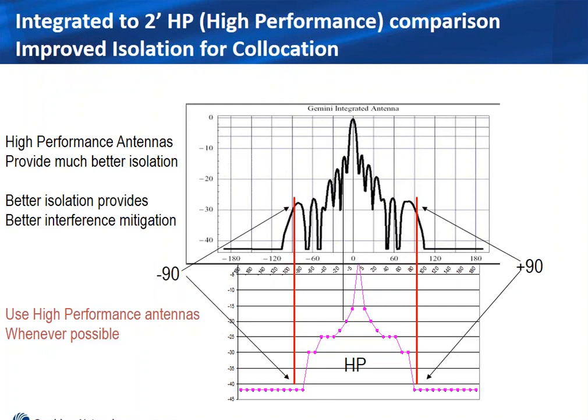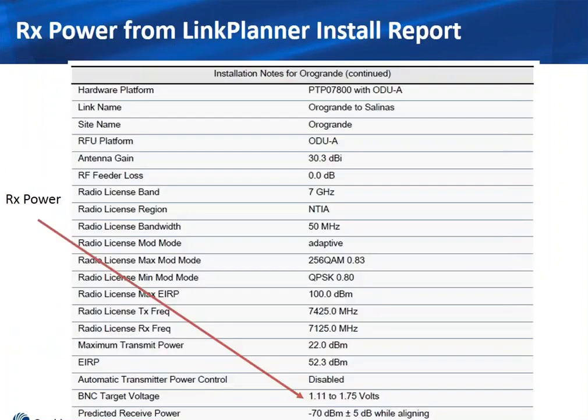But if I need better isolation from interference, or better gain for a link, either one of those makes high-performance antennas much more important. So you can see the integrated antenna on the top and then a 2-foot high-performance antenna on the bottom, and you can see that the gains are going to be higher on the 2-foot antenna, of course, but also the isolation from side lobes in other directions is significant as well. So you get better isolation, better interference mitigation with something like this. We'll talk more about that in the future as well.